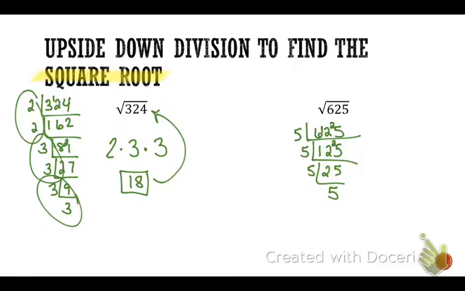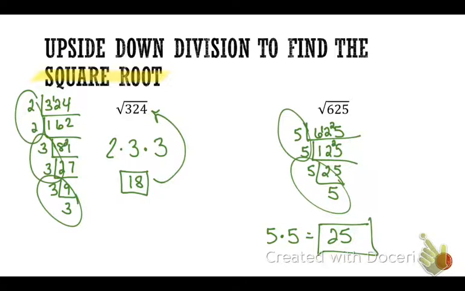So now, how many groups do I have? 2. A group of 5s and a group of 5s. What is 5 times 5? 25. So 25 is the square root of 625. It does get faster the sharper you are with your division skills. This can be fast.